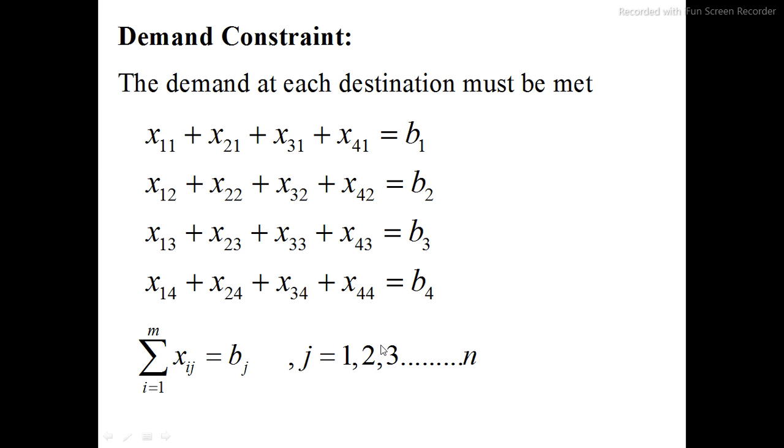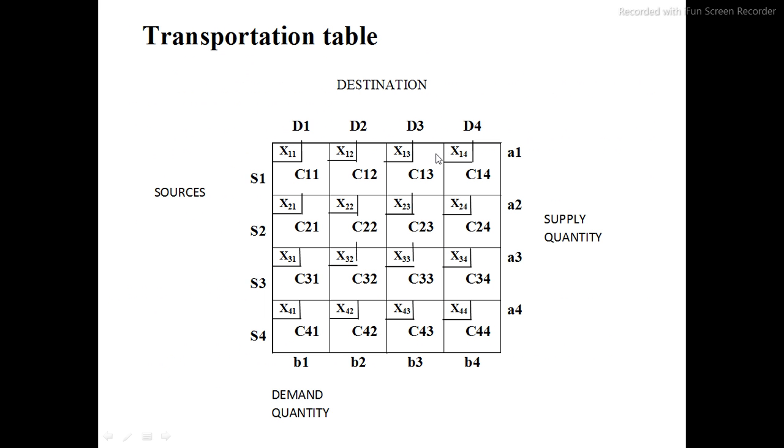Now the demand constraint, how has it been created? Here you can see this is the demand of destination D1. This is the demand of destination D2. That means the sum of all the products should be equal to the demand. We will see it in the table. Now you can see D1 has a demand of B1, including all these sources. If you add all from all the sources, it should fulfill its demand.